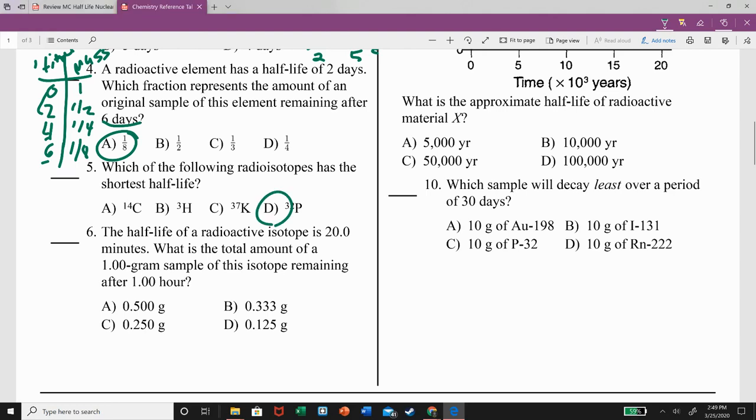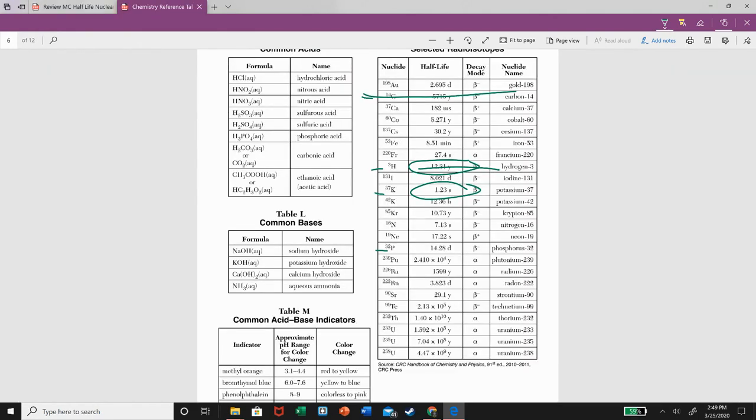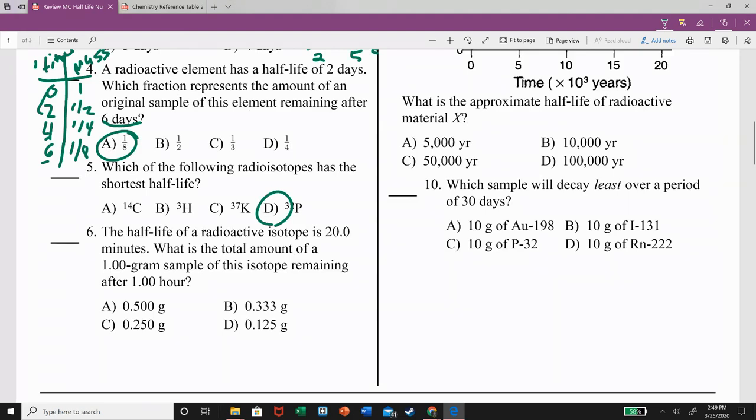Let me double check to make sure that there was only one potassium. Potassium, not phosphorus, right? So potassium 37. Oh, sorry. I was thinking potassium and I circled the P. Remember, this is why you have to be really careful. It's easy to make that kind of mistake.